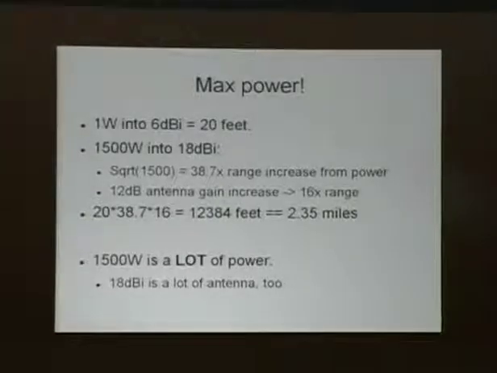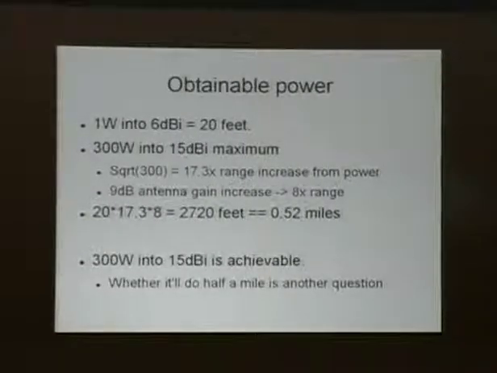So let's scale back a little and figure out what we could reasonably achieve as a suitably motivated group of hackers. So again, we start off with our 1 watt into 6 dBi. 300 watts is much more reasonable. That's much more obtainable. 15 dBi of antenna gain, again, much more reasonable. So we get a factor of 17 from the power increase, we get a factor of 8 from the antenna, and in theory, we should be able to read at 0.5 mile.